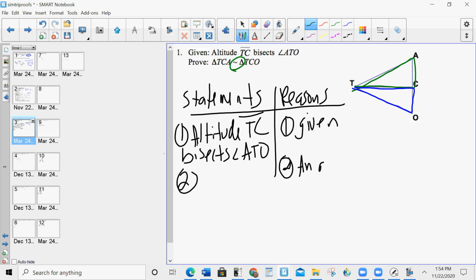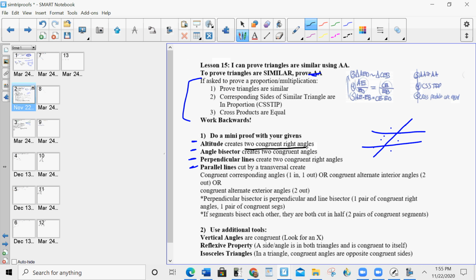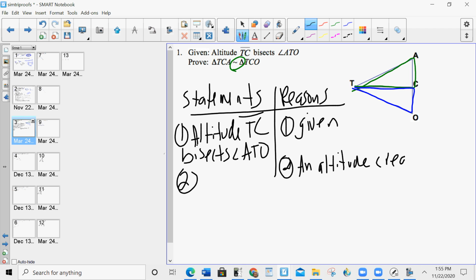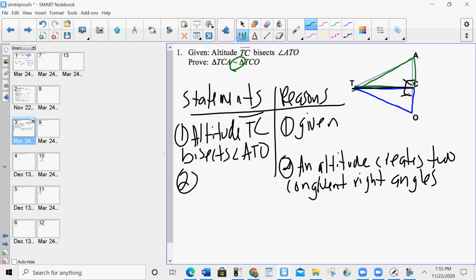Well, an altitude creates two congruent right angles. So where are my right angles? My right angles are where the altitude meets the base. Angle TCA is congruent to angle TCO. I have one pair of angles congruent. I need two. Again, Mr. Schlansky, what happened to three? I need two for similar. Congruent triangles, which we're not doing here, we need three things. For similar, we need two, and it's always angles.